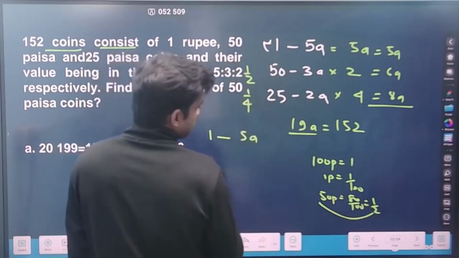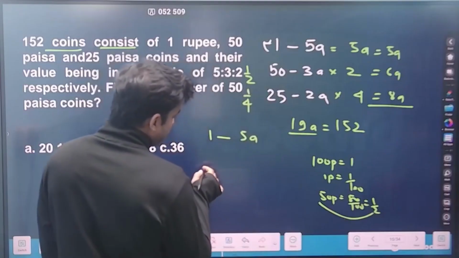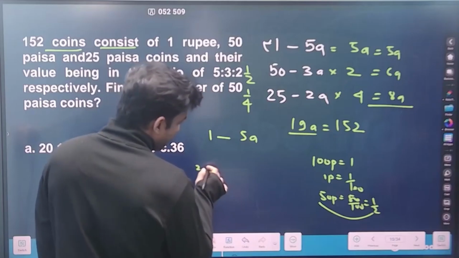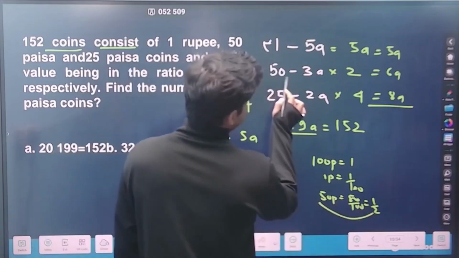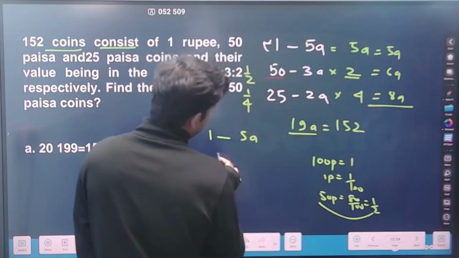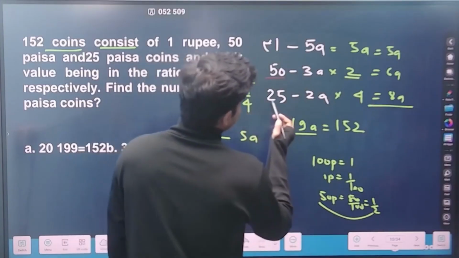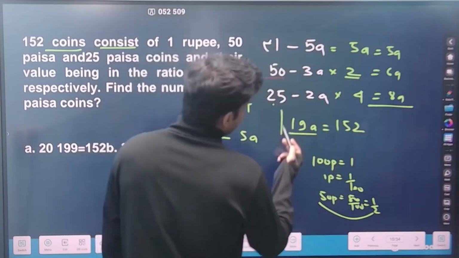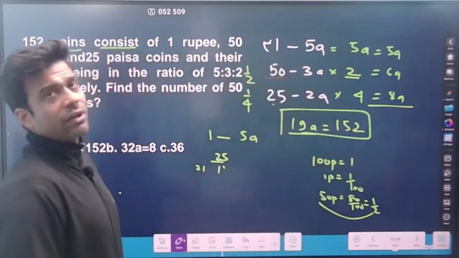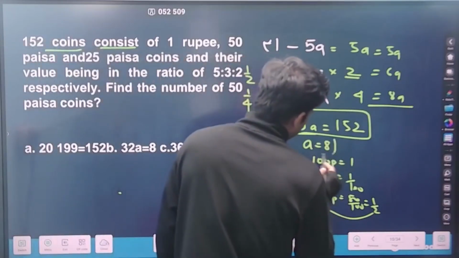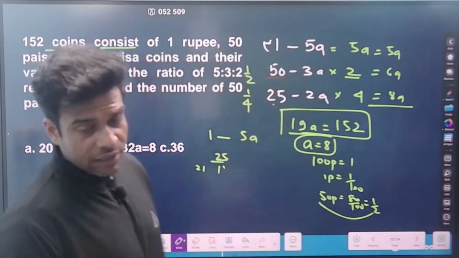So now, if 50 paise is 1 by 2 rupee, can I say that 2 paise would be equal to what? If I cross multiply this, 50 paise multiplied by 2, and that is why 1 by 4. 25 by 100 is again 1 by 4, so 25 into 4. So in total I would get 19A equal to 152. From here I can get the value of A as 8.